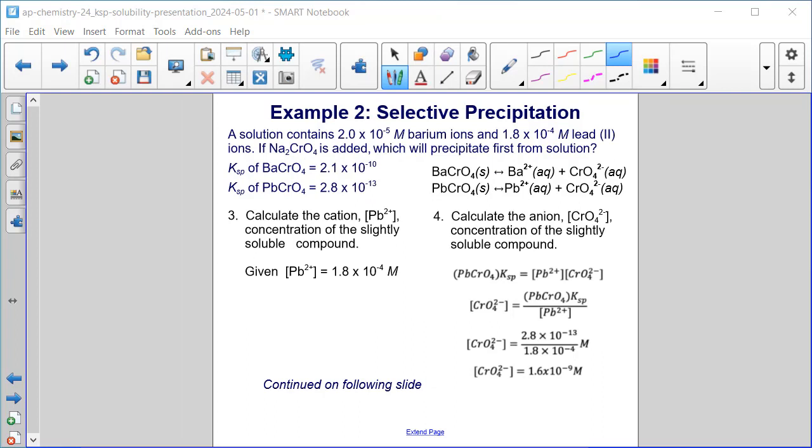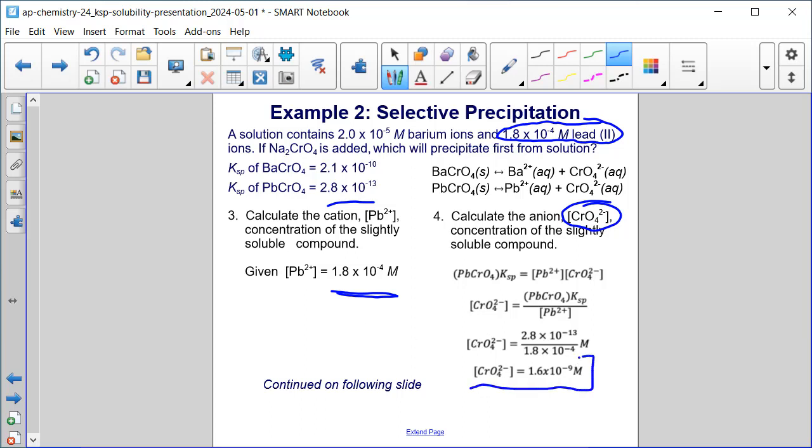All right, so let's repeat what we just did on the previous slide, but this time for the lead 2+ and the lead chromate rather than the barium. So we are given the lead 2+ concentration of 1.8 times 10 to the minus 4 molar. Okay. And given the KSP expression that we wrote a couple of slides back, we can calculate the chromate ion concentration. So it's just the value of the KSP given, 2.8 times 10 to the minus 13, divided by 1.8 times 10 to the minus 4. And when we do that, we get 1.6 times 10 to the minus 9 molar.